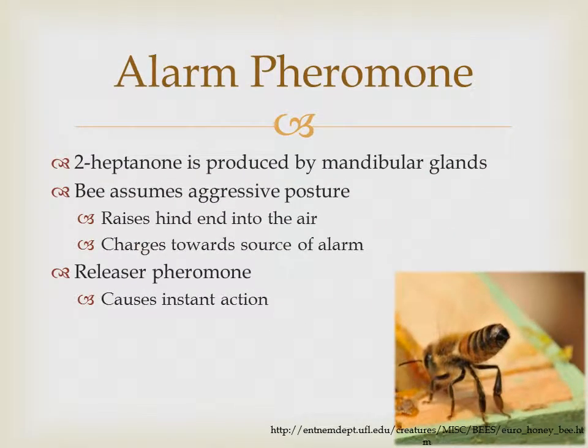The alarm pheromone, 2-heptanone, is produced in the mandibular glands of older bees. These bees will assume an aggressive posture and charge towards the source of the alarm when releasing this pheromone. It is a releaser pheromone that causes instant reaction by the other bees nearer. The release of this alarm pheromone is a pre-stinging behavior. Many other arthropods and social insects use similar chemicals as primitive alarm systems.